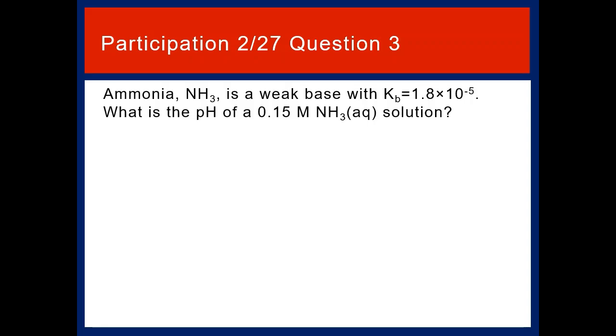Participation 227, question 3. Ammonia is a weak base with Kb equals 1.8 times 10 to the negative fifth. What is the pH of a 0.15 molar ammonia aqueous solution? This is the third question on participation 227, due Friday, February 27th at 11:59 p.m. over on Blackboard. Link to the assignment is right below links to these videos. Again, ammonia is a weak base with Kb equal to 1.8 times 10 to the negative fifth. What is the pH of a 0.15 molar aqueous ammonia solution?